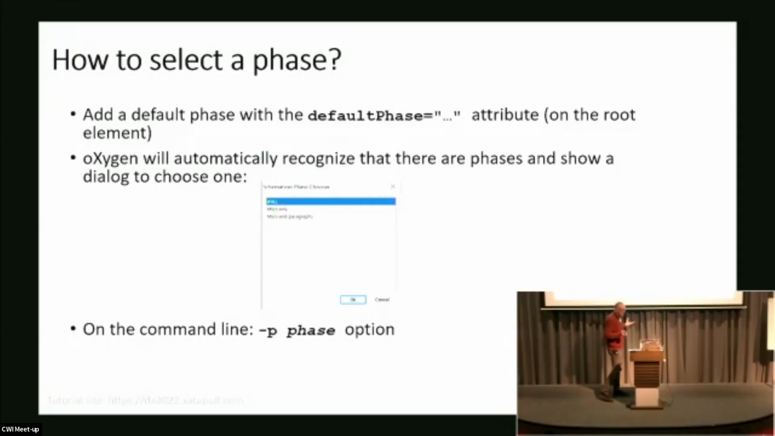Oxygen will automatically recognize that you have phases in your Schematron schema and will pop up a dialog for you. It's nice. And on the command line, for the people that use Schematron on the command line, it's -p followed by the identifier of your phase. But again, this is all implementation defined. So if you use another processor, it will probably be some other mechanism. But these are the things you can do.